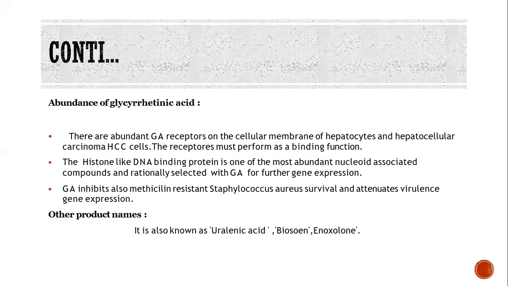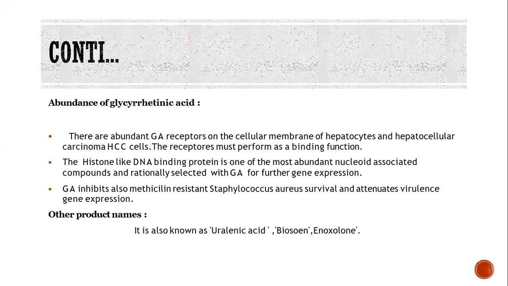The histone-like DNA protein is one of the most abundant nucleoid-associated compounds, industrially selected for gene expression. Gene expression must be done by the processes of DNA replication and DNA translation, which must be done by the binding of proteins. Binding of proteins is mainly associated with gene expression that is finally controlled by glycyrrhetinic acid.